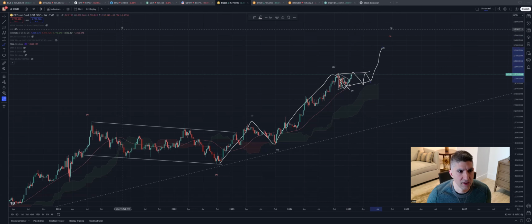But for now, we do have a breakout, and so I wouldn't be looking for downside. If anything, like I said, it could be a consolidative, larger degree triangle it's working on, or it's in fact breakout mode. So those are the two options I see with gold.